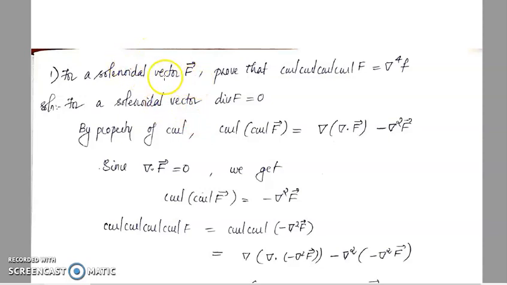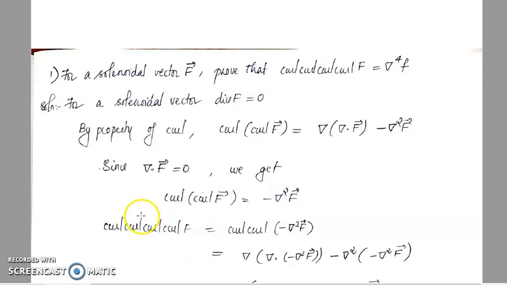The given vector field f is solenoidal. So by solenoidal you mean its divergence is equal to 0. Now in the properties we have seen what is curl of curl f. For a vector field f, curl of curl f is given by del of del dot f minus del square f. Now since it is solenoidal, the divergence, that is del dot f, will be 0. So here you have 0. Therefore curl of curl f will be equal to minus del square f.